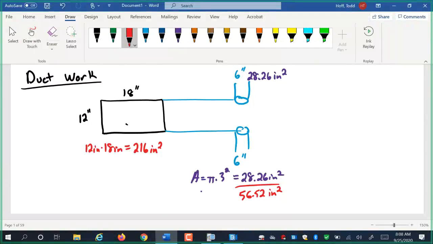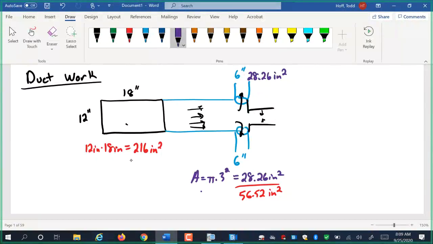So that means we have to shrink the main duct here. This duct gets smaller so that it restricts the airflow. Basically what happens is if air is flowing here, if this duct gets smaller like it is, it forces some of the air to go out these other ducts. It's called back pressure in a system. So we need to reduce the area by 56.52 square inches.